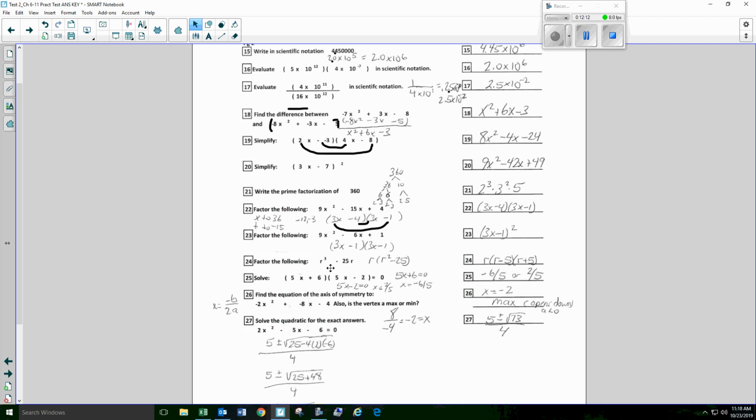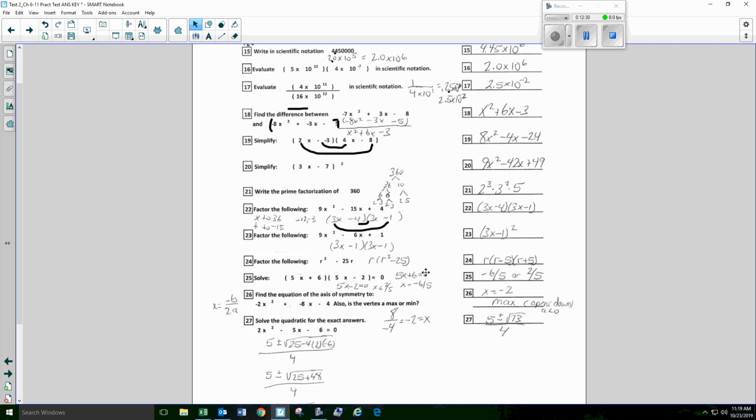All right, 24. Again, factoring. First step in factoring is GCF. Take out the r. I'm left with r squared minus 25. I should recognize that as a difference of perfect squares, which then breaks into r minus 5 and r plus 5. 25, I solve, it's already factored for me, so I just set each factor equal to 0 and solve.